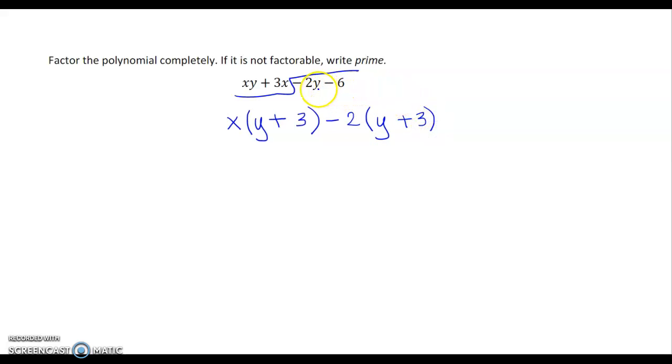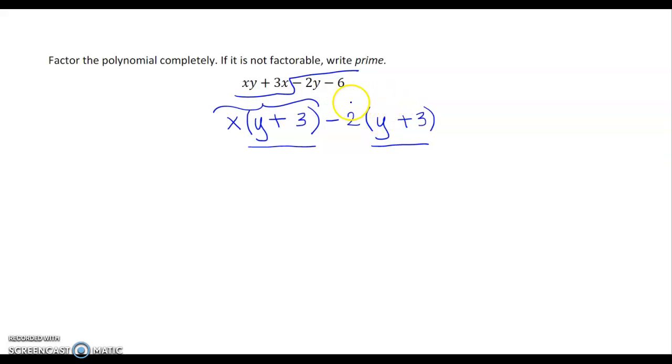Something I want you to notice here is when we factor out a negative number, it will change both signs. So we factored out a negative 2, negative 2y became positive, negative 6 became positive. Another thing to notice is these both became y plus 3, and so that's a very good sign that we've done this correctly.